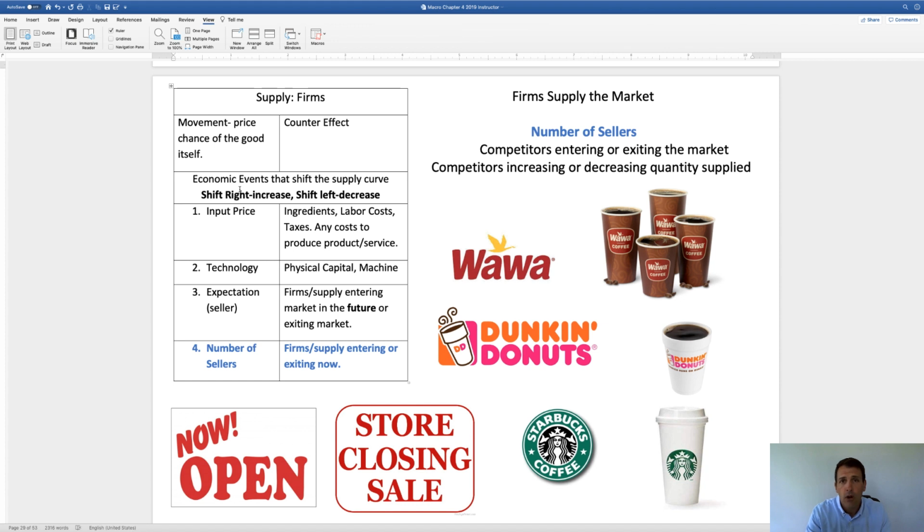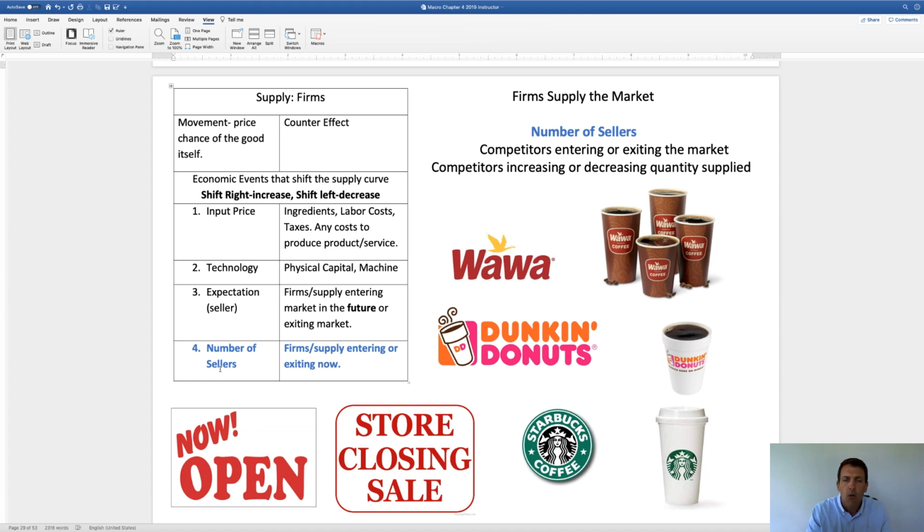But there are four things that shift the supply curve. Remember, the supply curve is upward sloping, and if it shifts to the right, it's an increase. If it shifts to the left, it is a decrease. So the four things right here that will shift the supply curve are input prices, technology, expectations. Remember, we had expectations for the demand curve, but we also have expectations for supply, and you need to know the difference, and that's why you want to think of firms when you think of supply expectations. And number of sellers, which we'll cover in a second here, all right?